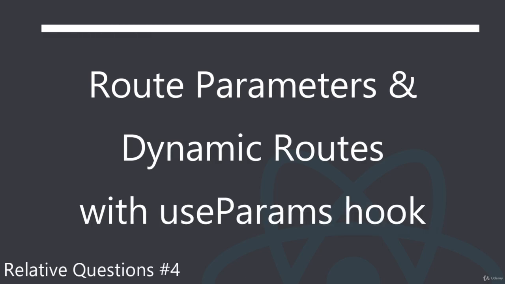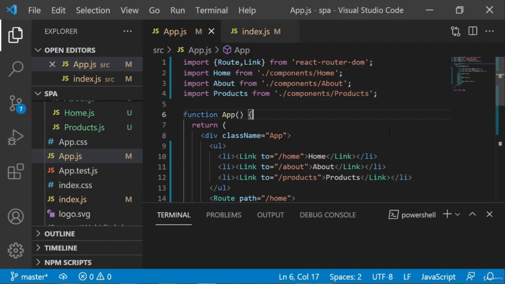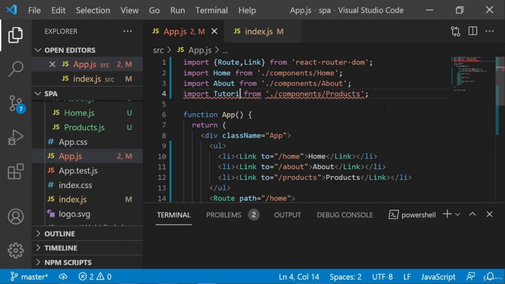Now let's work with route parameters. In this section, we will try to get the very basic idea of route parameters when we need to pass those parameters or when we actually have it in the URL. So in this application, now I'm going to rename this product component. I'll say tutorials instead of products.